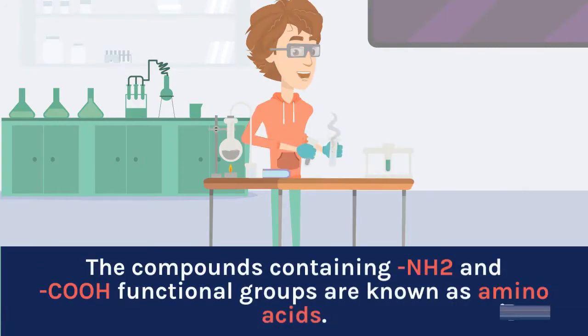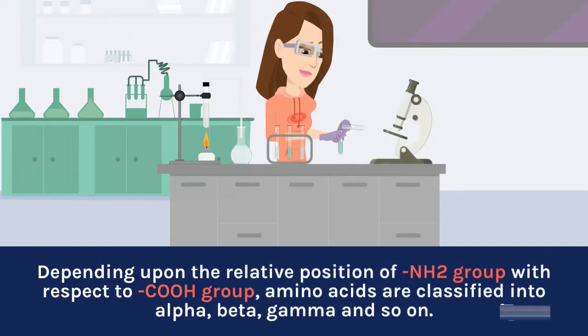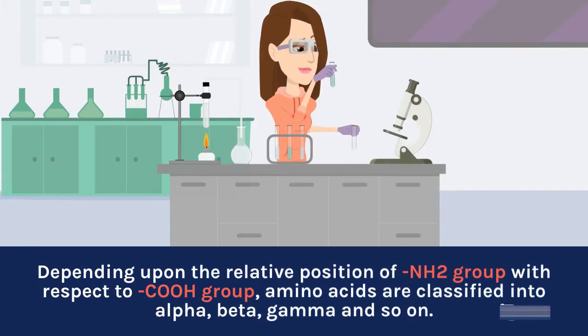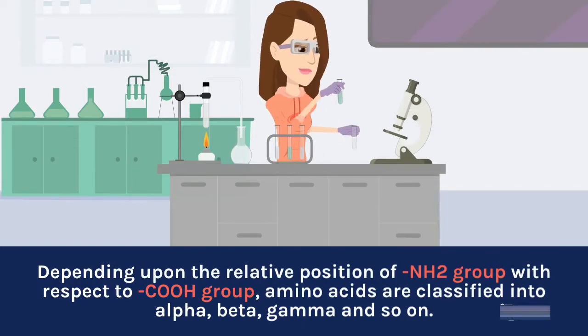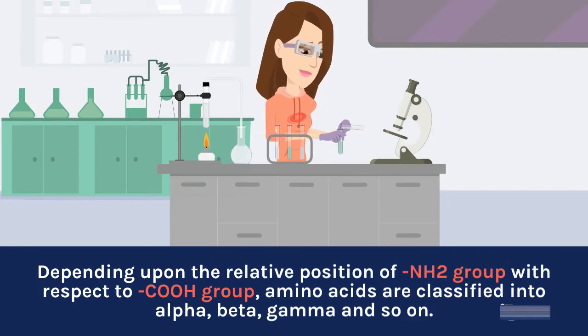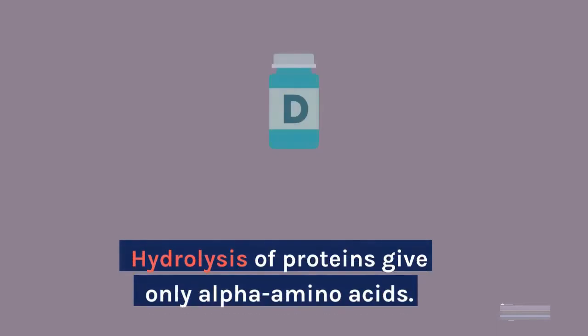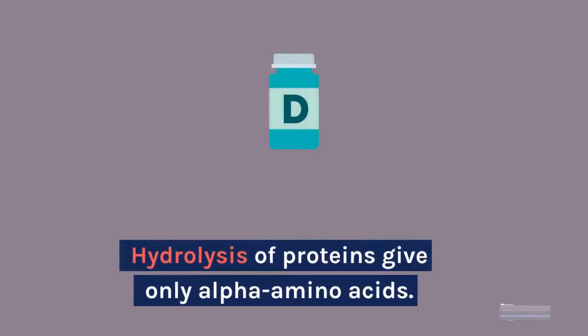The compounds containing NH2 and CO functional groups are known as amino acids. Depending upon the relative position of the NH2 group with respect to the CO group, amino acids are classified into alpha, beta, gamma and so on. Hydrolysis of proteins gives only alpha amino acids.